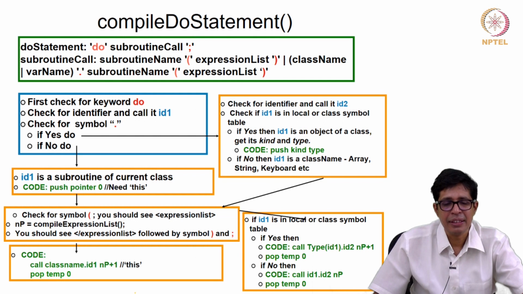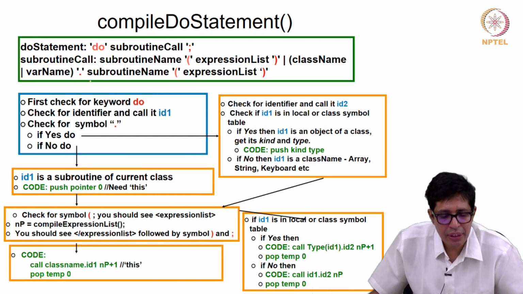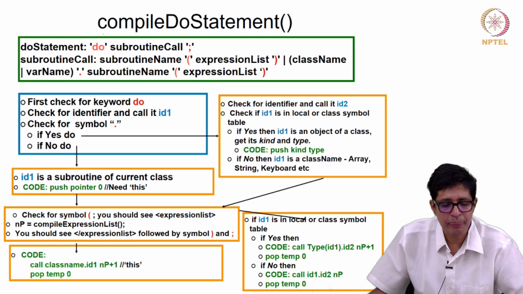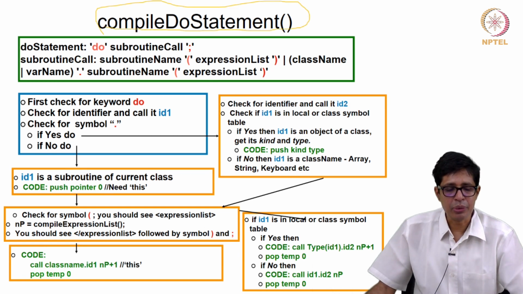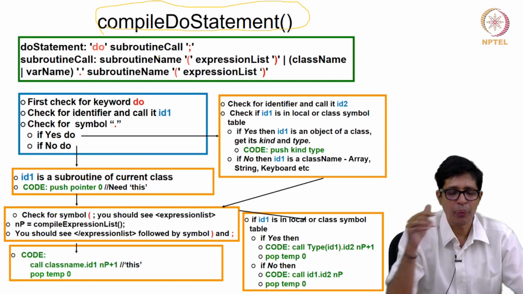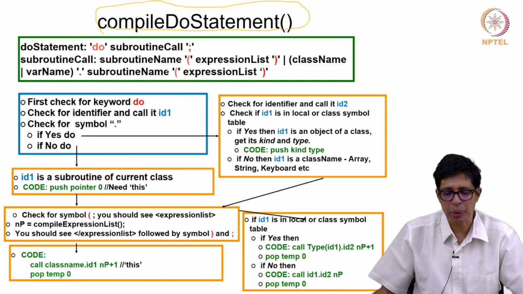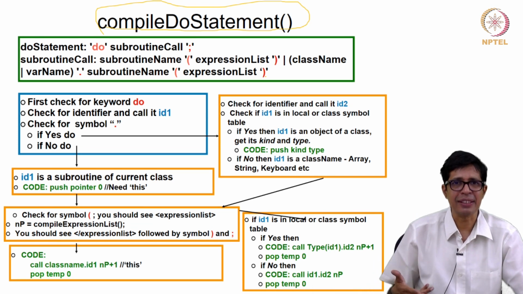Okay. The next statement is compile do statement. So, what does compile do statement do? The do statement is do followed by a subroutine call, and always this subroutine call will be a method. So, how does a subroutine call look? It will be a subroutine name followed by an expression list. That means it is part of the same class that you are doing, right.